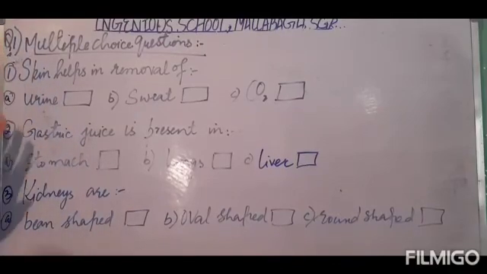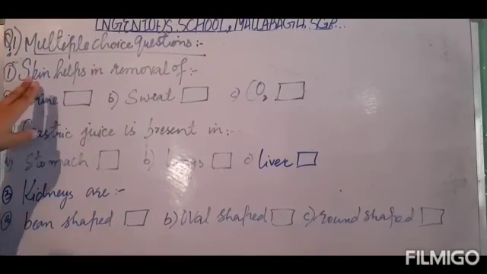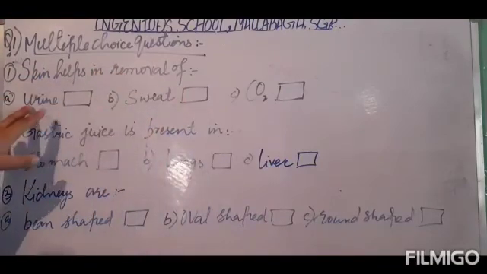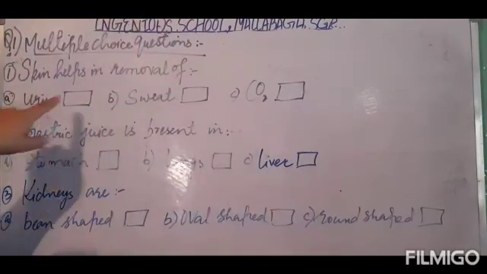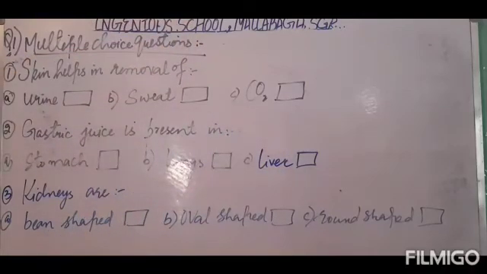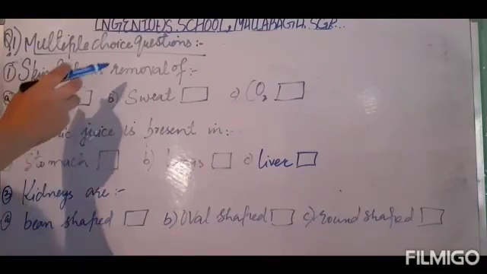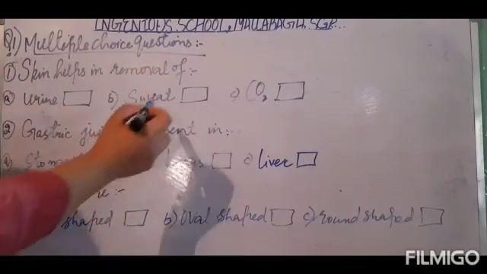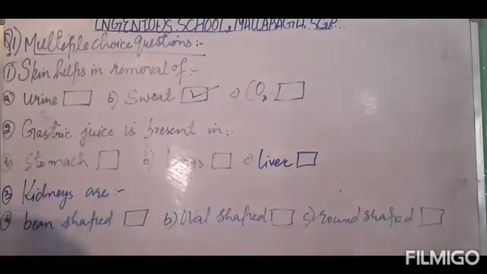Your first question will be of multiple choice questions. Got it? The question here is, skin helps in the removal of. Here I have given three options: urine, sweat, carbon dioxide. What is the right answer? You have to take the right answer. Skin helps in removal of what? Urine, sweat, or carbon dioxide? Sweat, exactly. So you will here take sweat.